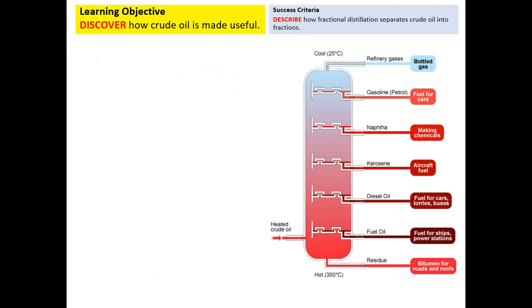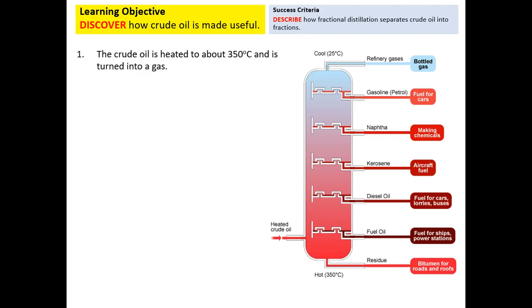So we've got an example there of what a fractionating column often looks like in a simplified diagram. These fractionating columns are often 10-story high buildings, very, very tall, very wide columns to allow the crude oil to separate into its different fractions.